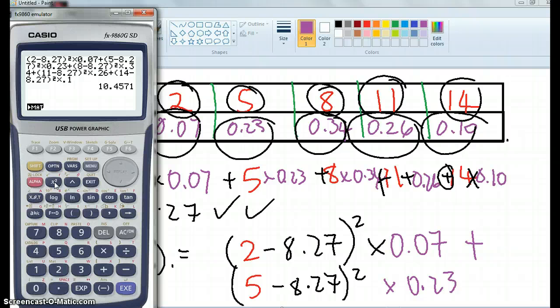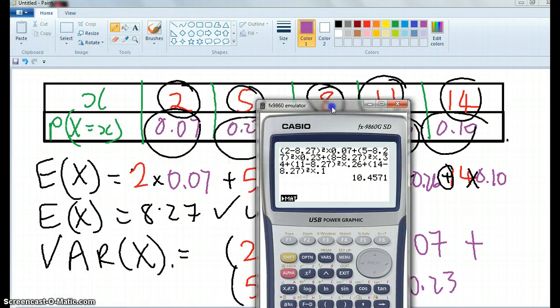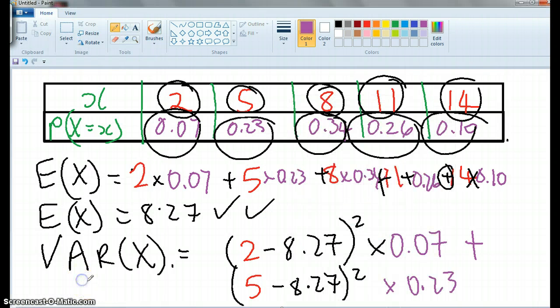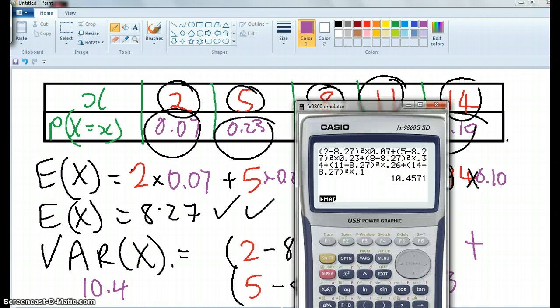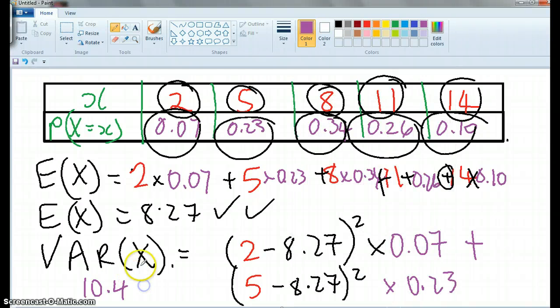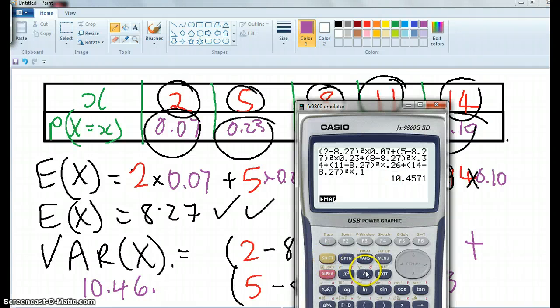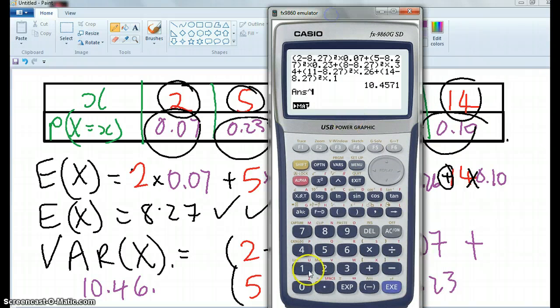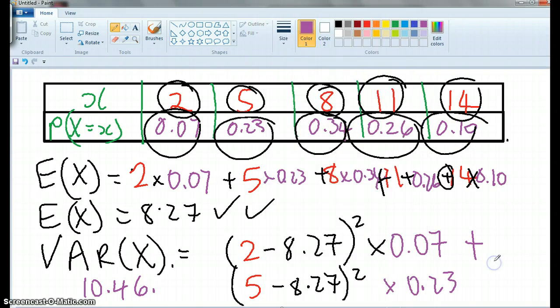Who got the same answer? Okay, so 10.45. The variance is 10.446. Now the standard deviation is going to be the square root of that. So if I take that and go to the power of 0.5, which is the same as the square root, I'm going to get the standard deviation is 3.2.